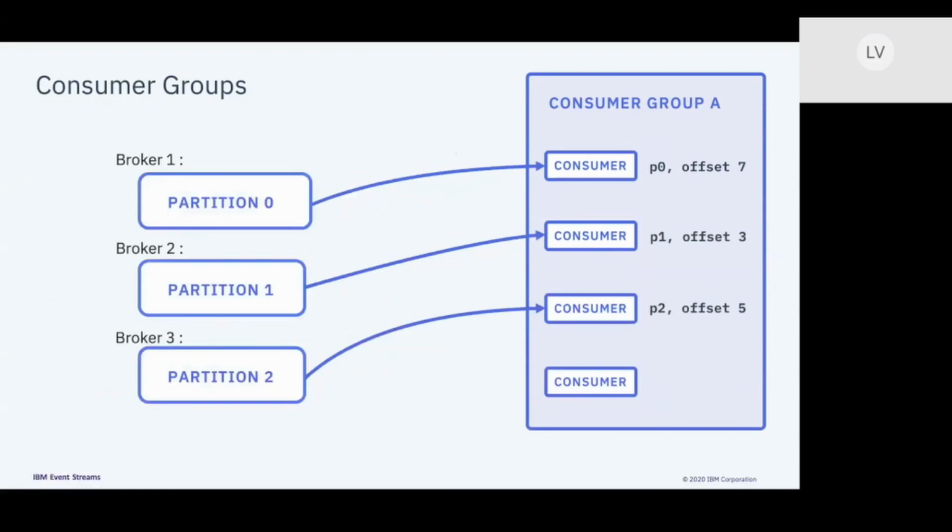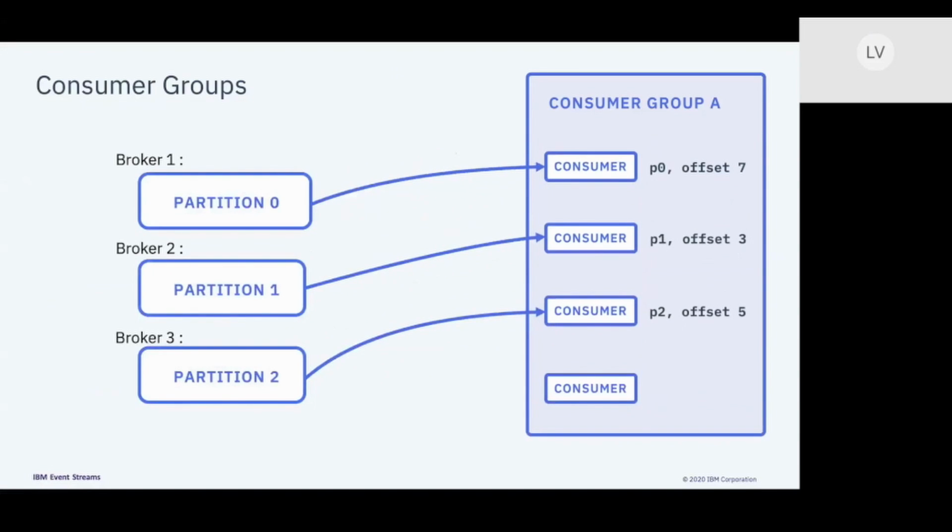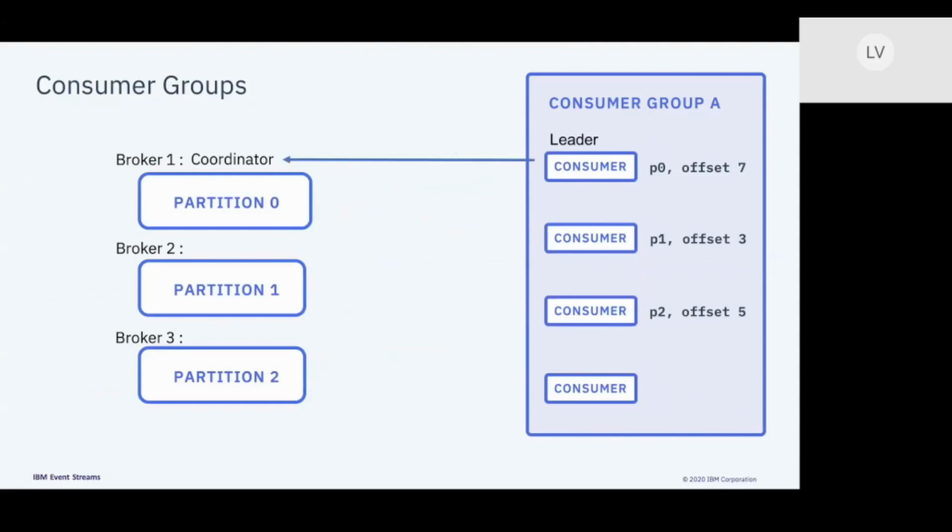So let's continue with consumer groups. How do we manage the election, I would say, the assignment of the different partitions to the different consumers? First of all, in the broker, there is a coordinator. Mainly, this is the main partition, in this case, partition 0. This coordinator will decide who will be the leader.